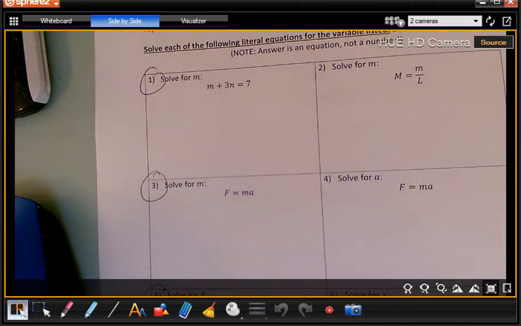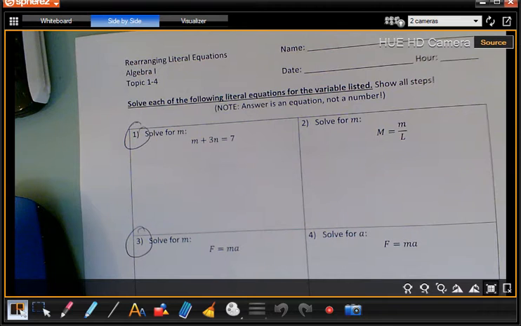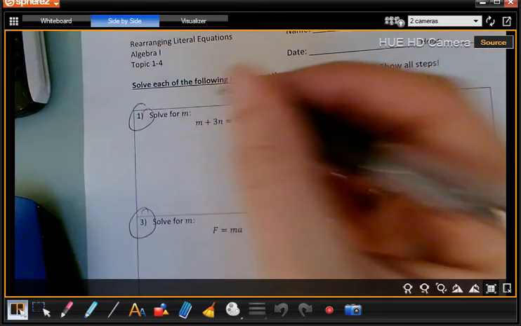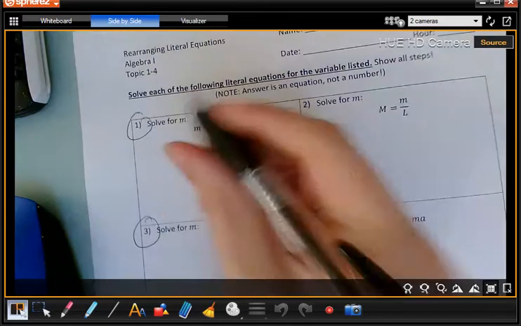We're looking at section 1.4 today, which is solving each of the following literal equations for the variable listed, and show all your steps. Note, the answer is an equation, not a number. So for number 1, we're going to solve for m here.